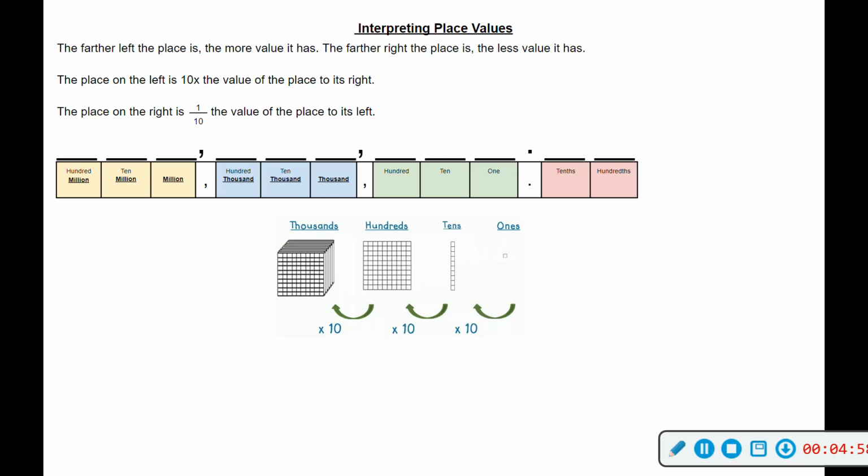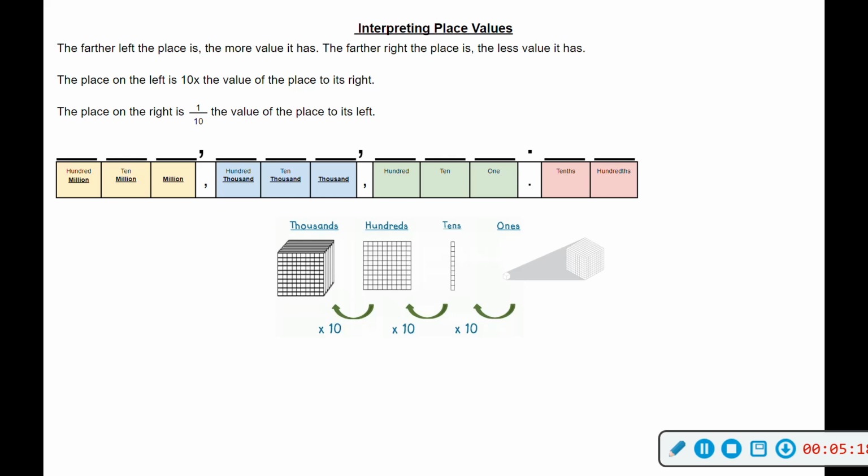every time we go to the left, the value increases. For every place that is to the left of that number, that place is 10 times the value of the previous one. However, we can go backwards with this as well.